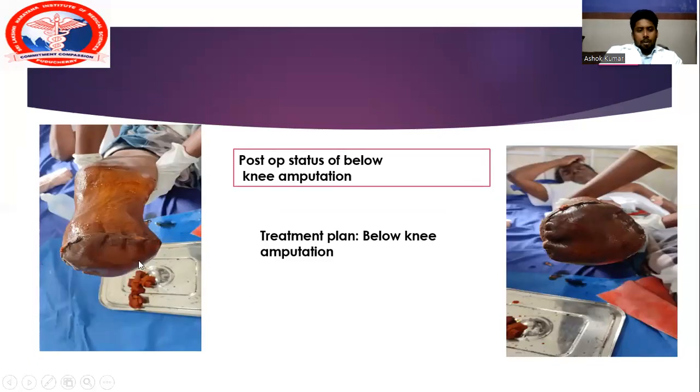This is the post-op picture of the below-knee amputation. We have done the Burgess procedure here. We monitored him closely for any seroma or failure of the flap, but he did well with elimination of the infective foci and appropriate antibiotics. He didn't have any necrosis over the suture line, and the flap was taken nicely. We discharged him, and we are planning to keep him on prosthesis.